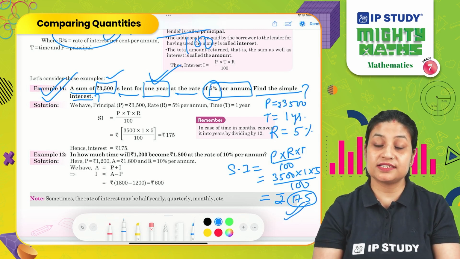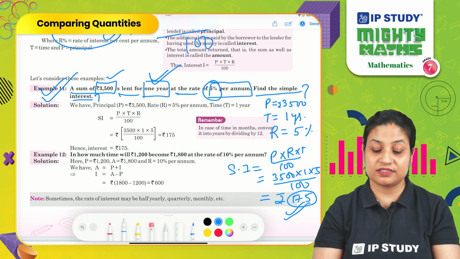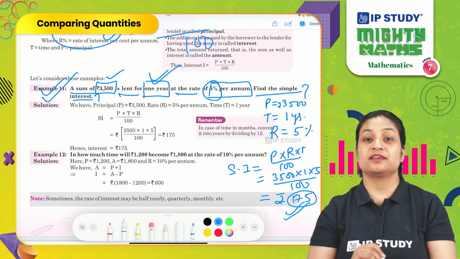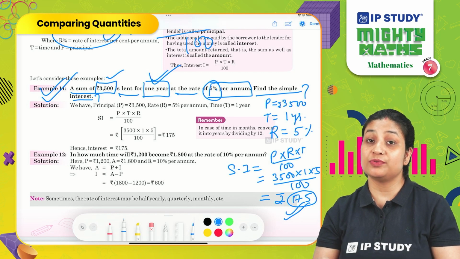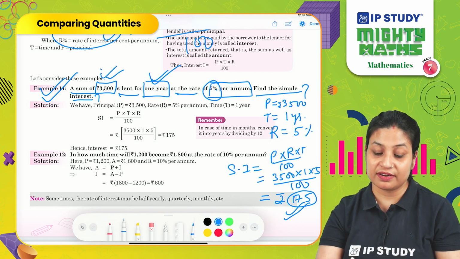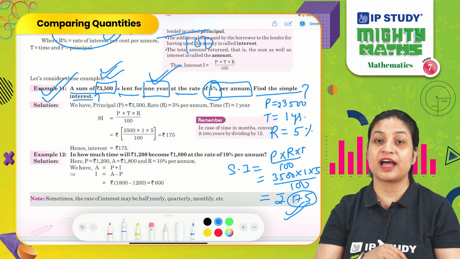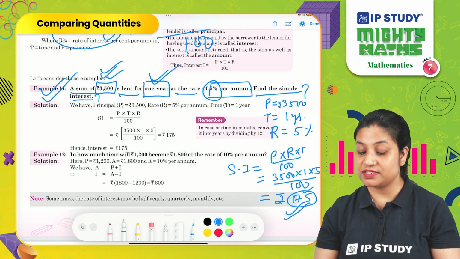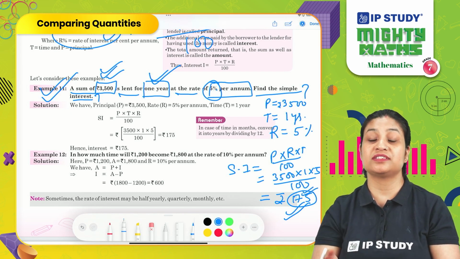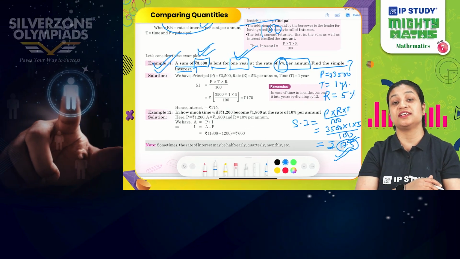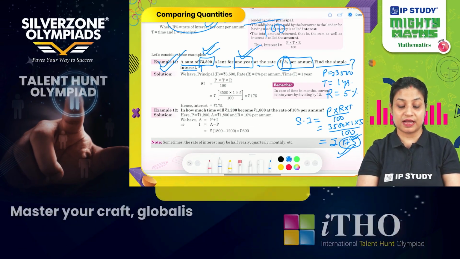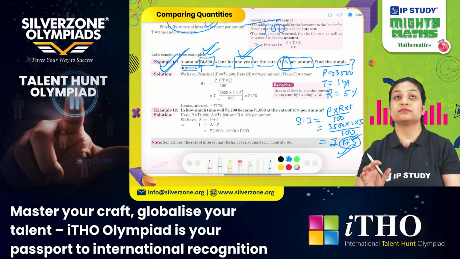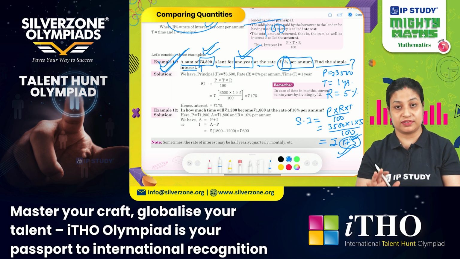Whatever money is lent from somewhere, like rupees 3,500 for 1 year at a rate of 5%, the simple interest that you need to pay with this 3,500 while giving back this money to the person from where you have taken it is rupees 175. You have to give 175 rupees extra as interest. So I hope this example is clear to you. This is how we are going to do questions based on this concept.